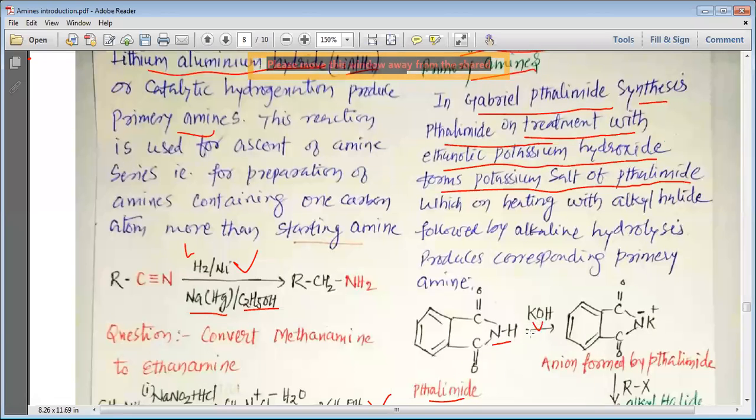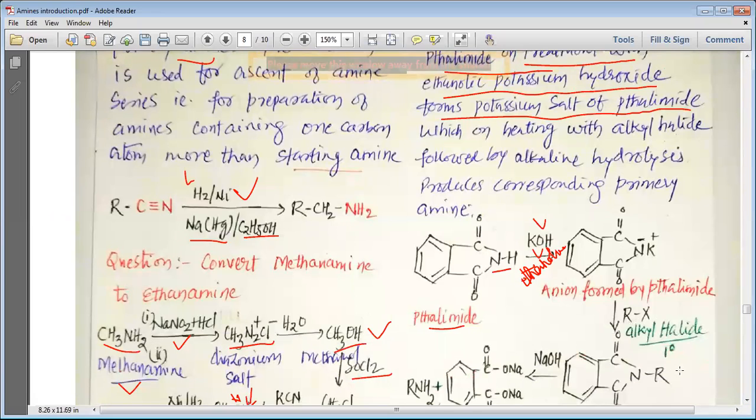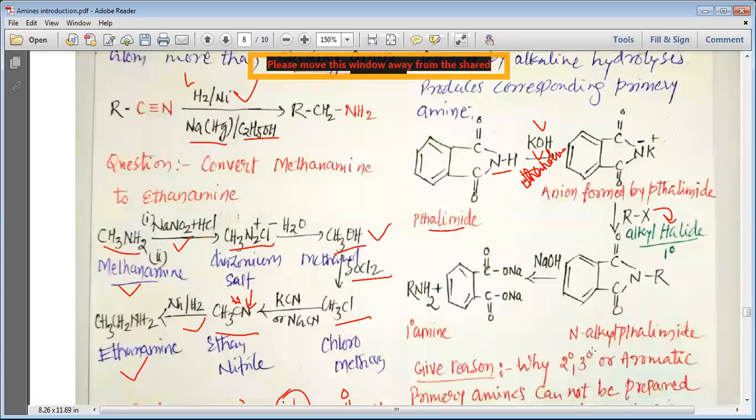Phthalimide on reaction with KOH, that is potassium hydroxide, or alkali, forms the anion. So once again, phthalimide on treatment with ethanolic potassium hydroxide, and you need to remember that the potassium hydroxide is ethanolic, gives the anion formed by the phthalimide. This anion on reaction with RX, that is alkyl halide, gives us the N-alkyl phthalimide.